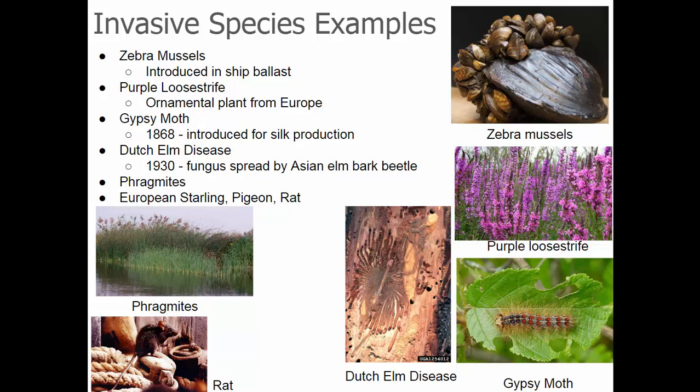Rats are non-native, they came from Europe. Pigeons are non-native to the United States as well. So all of these organisms were introduced and have grown to populations that are unmanageable and often at the expense of native species.